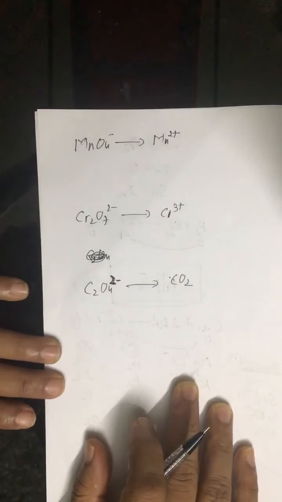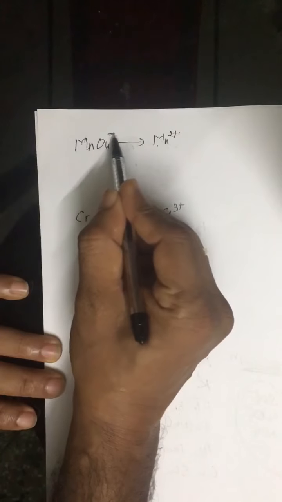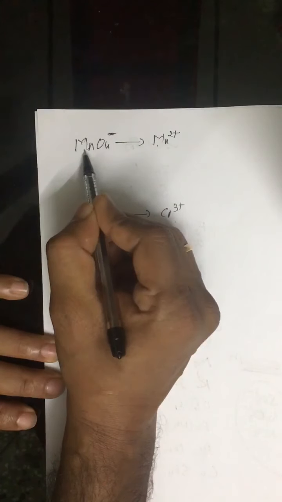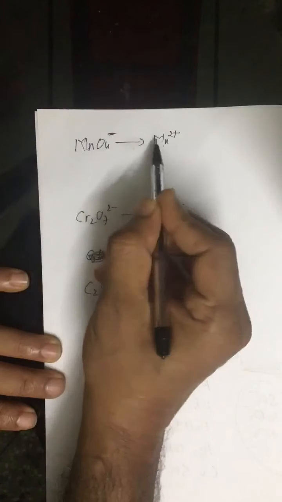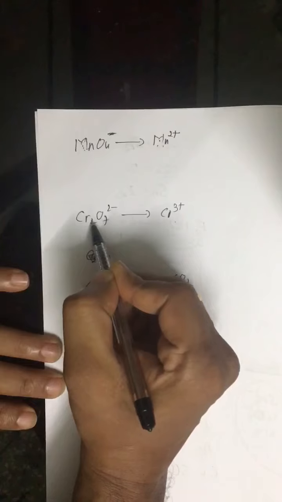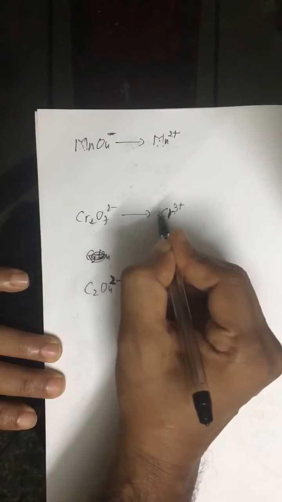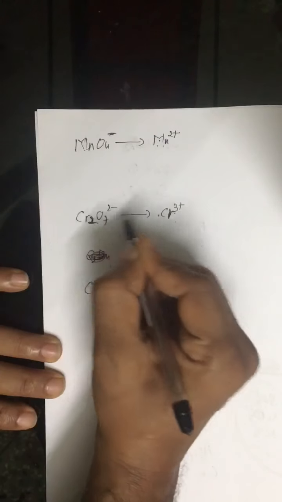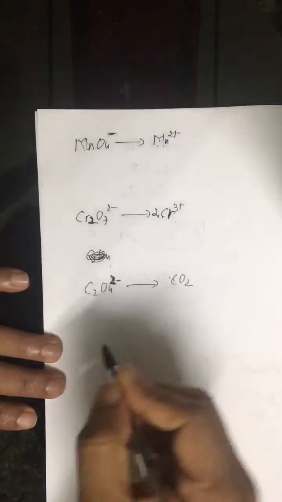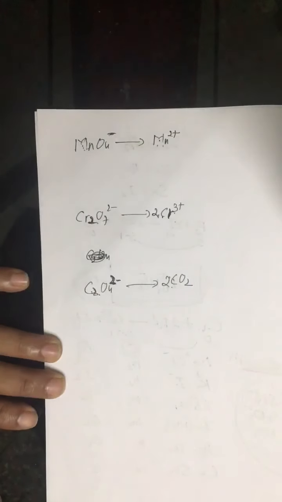Alright, so the first step is to balance the element which is changing its oxidation state, like Mn plus 7 to plus 2. We have 1 Mn on left hand side and 1 Mn on right hand side. That is balanced. Here chromium is changing its oxidation state, but chromium is not balanced, so it is twice of Cr, so we will write twice of Cr. Again here it is twice of C, we will write twice of C. So that element is balanced now.